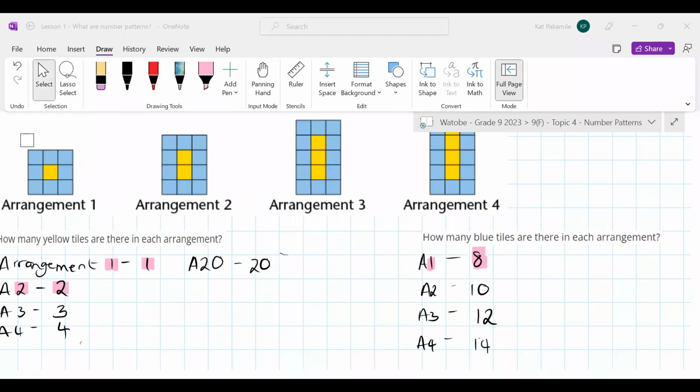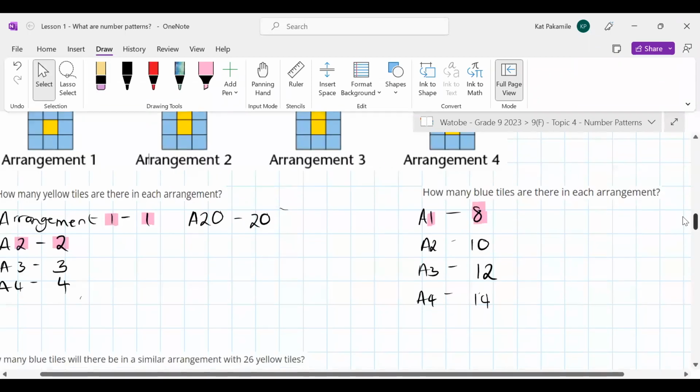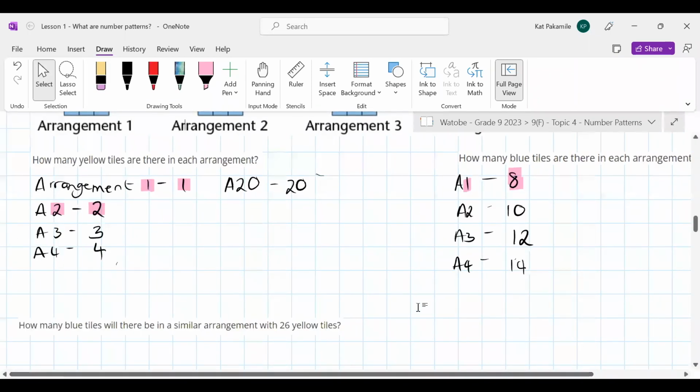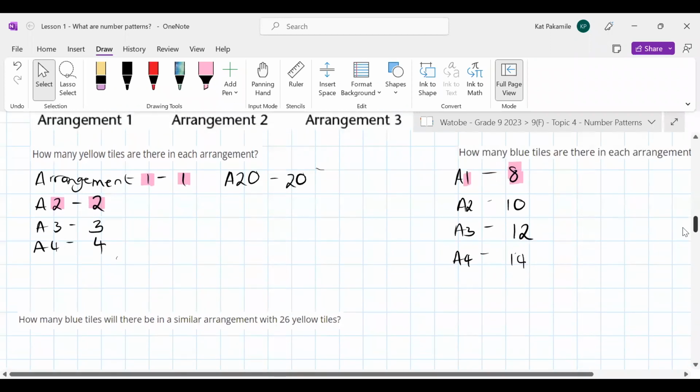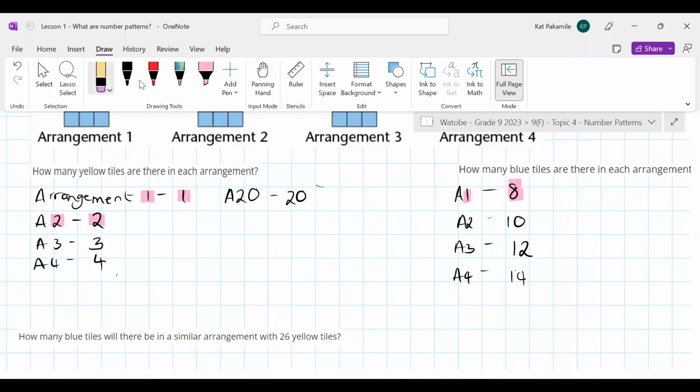Okay, ma'am. Are you in the mood for one more question? Yes, ma'am. There we go. How many blue tiles will there be in a similar arrangement with 26 yellow tiles? Now it's getting lit. Yes, ma'am. Let us see what's happening. Is there a relationship between the yellow and the blue tiles?